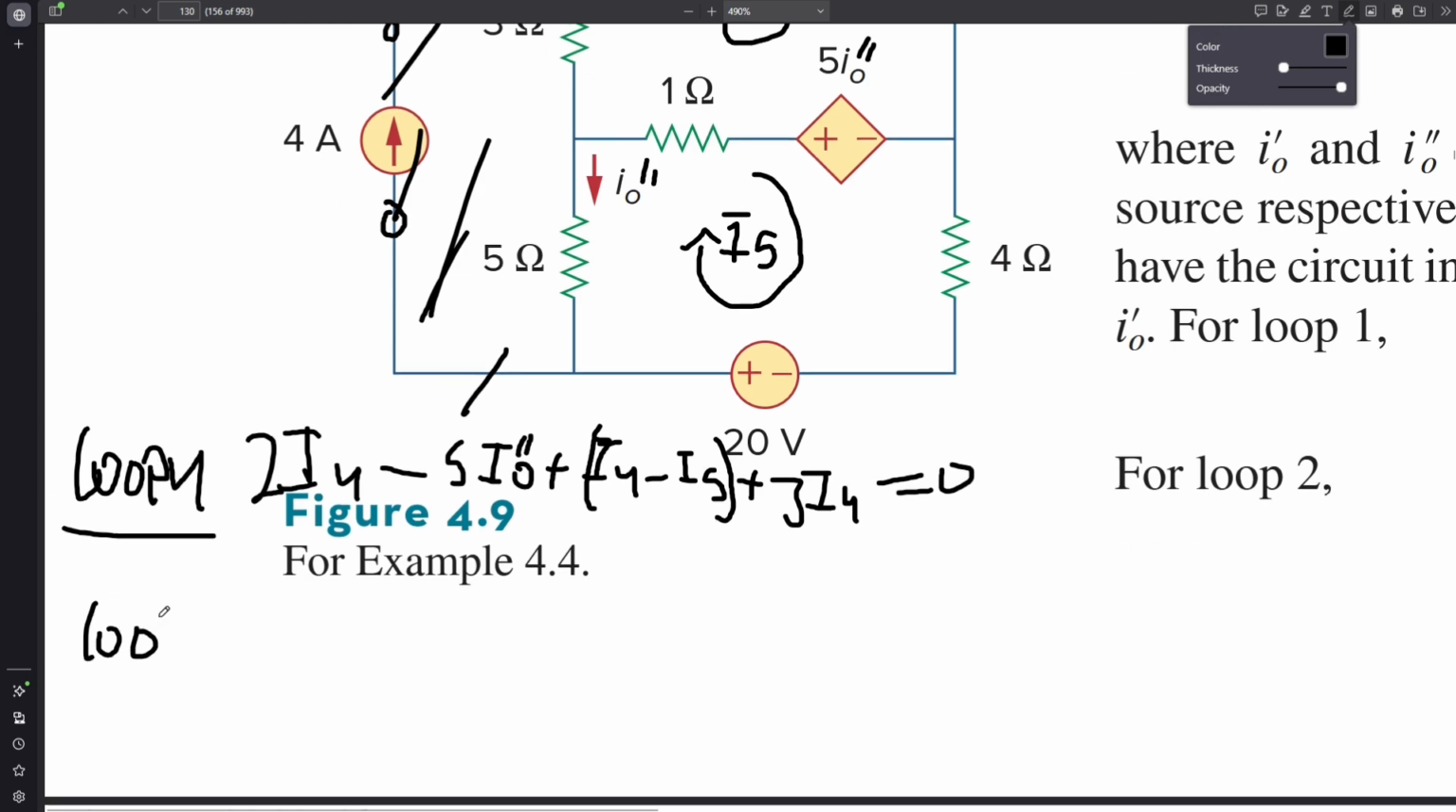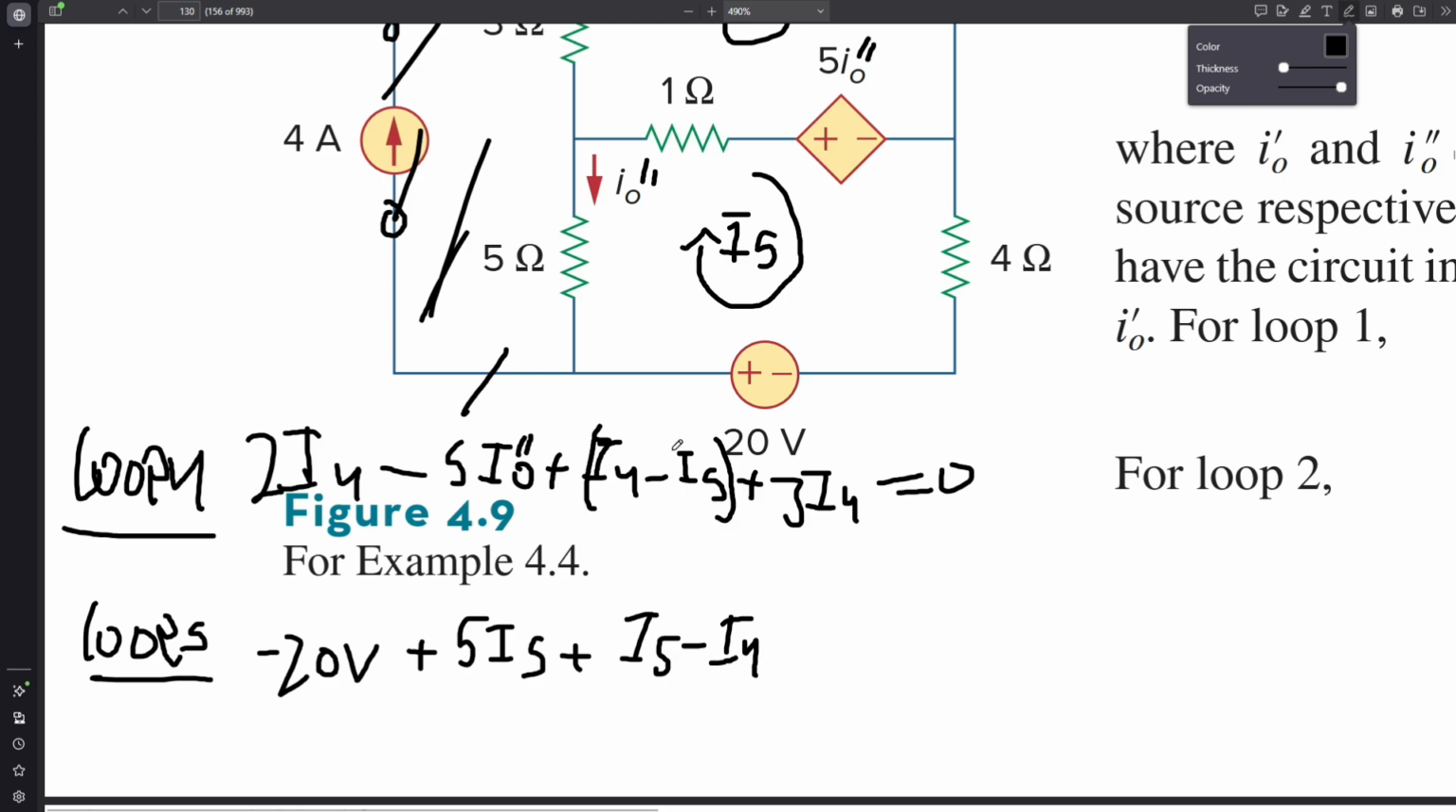Loop 5 will be, let's start from the bottom, that is negative 20 volts. And here that is plus 5I5, and that is plus I5 minus I4, because you prioritize I5 this time for the 1 ohm resistor, in brackets as well. And you have plus 5I0 double dash and plus 4I5 equals to 0.